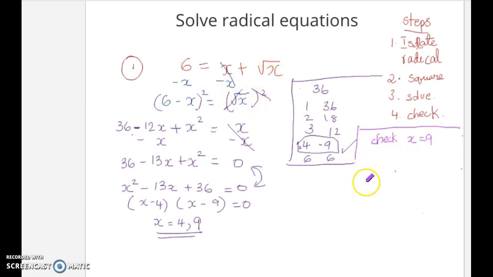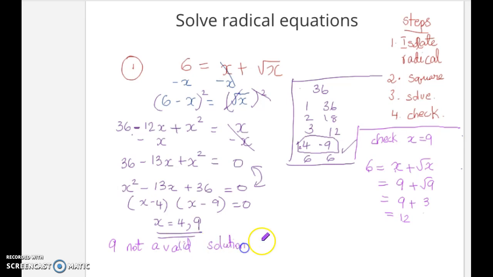So this equation says that 6 is equal to x plus square root of x. So instead of x, if I plug in 9, 9 plus square root of 9. And we know that square root of 9 is 3, 9 plus 3 is 12. They are not equal. So 9 is not a valid solution.